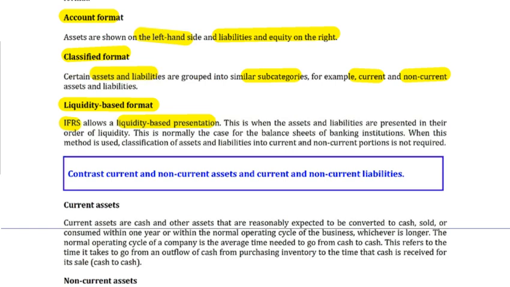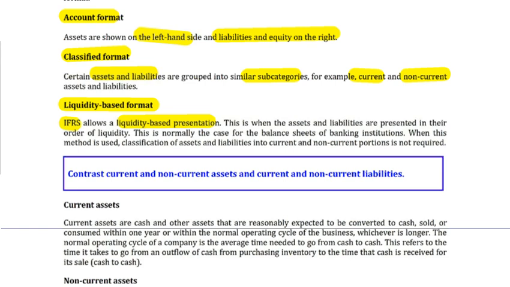So probably you would find cash right up the front, because that's obviously the most liquid asset. Hopefully not a liability, but it could also be a liability if it's an overdraft. And you move downwards to the least liquid, generally speaking, much longer term assets and liabilities.